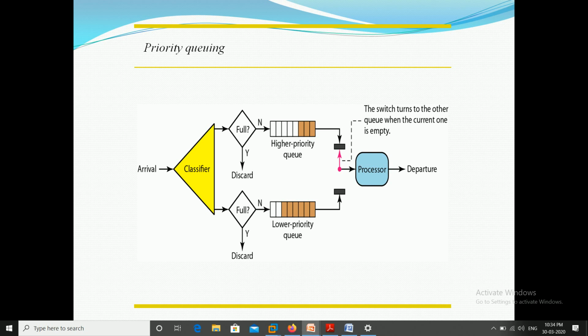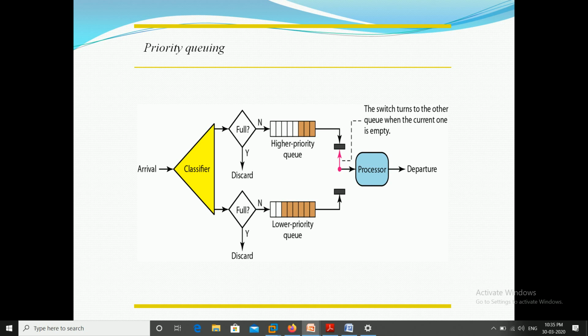We are living in India, right? Where there is a VIP culture. Priority means we are giving different treatment to different people. Let's say there is an arrival of a packet on the left side. A classifier decides that this is a high priority packet and this is a low priority packet. For high priority, they maintain a different queue, and for low priority, a separate queue. Let's say high priority has some sensitive information, and low priority has less sensitive information.